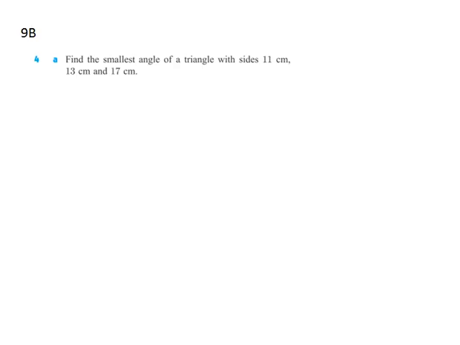And in this question, we're looking at using the cosine rule to find an angle. We're told about a triangle with sides of length 11, 13, and 17 centimeters, and we're asked to find the smallest angle in the triangle. So let's quickly give a sketch.